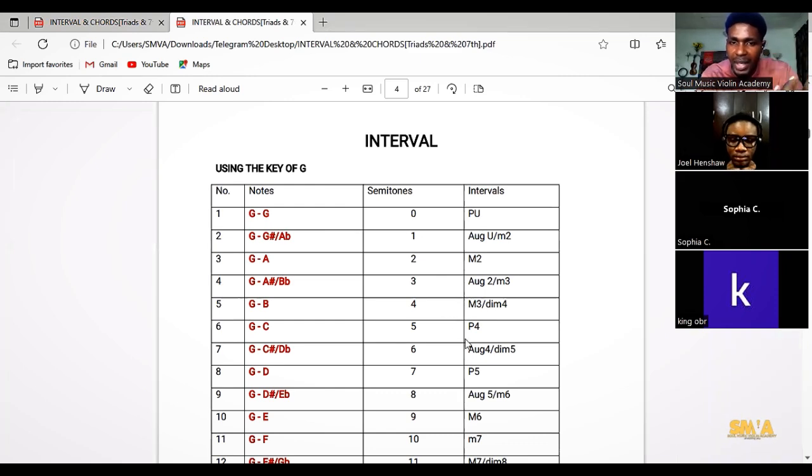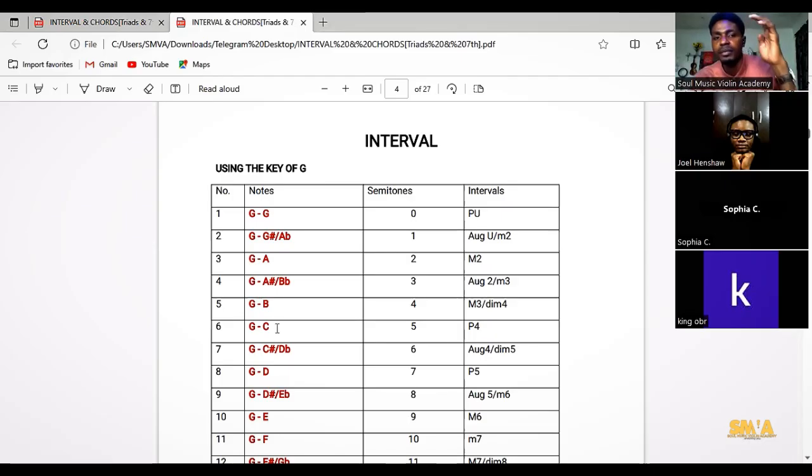Yeah, like I said, you can either augment. When you augment a major interval, it becomes an augmented interval. When you go down, when you diminish a perfect interval, it becomes a diminished interval.